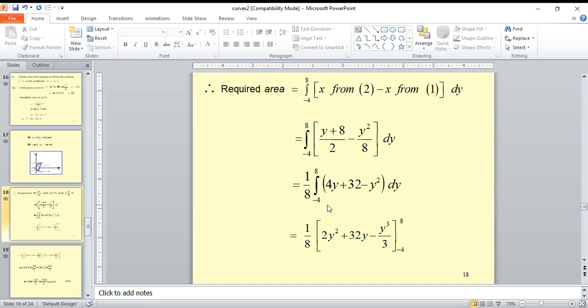This is equal to the LCM: (4y plus 32 minus y square) by 8. Take 1 by 8 outside, integral from minus 4 to 8 of (4y plus 32 minus y square) dy. Integrating 4y gives 4 into y square by 2, that is 2y square, plus 32 into 1 dy gives 32y, minus y square integration is y cube by 3, interval minus 4 to 8.